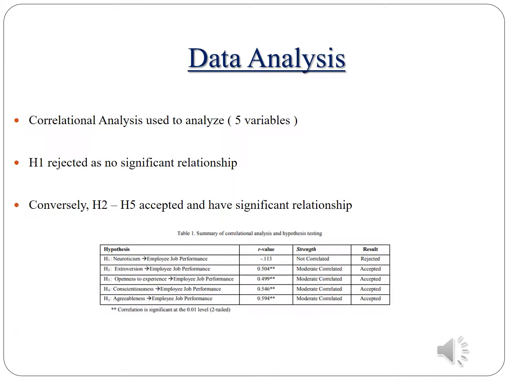Next, onto the data analysis. To examine the effect of the big 5 personality traits, correlational analysis was used to analyze the 5 variables, as you can see below in the summary of correlational analysis and hypothesis testing table, that hypothesis 1 was rejected as it had no significant relationship, whereas hypotheses 2 to 5 were accepted and also had a positive significant relationship.